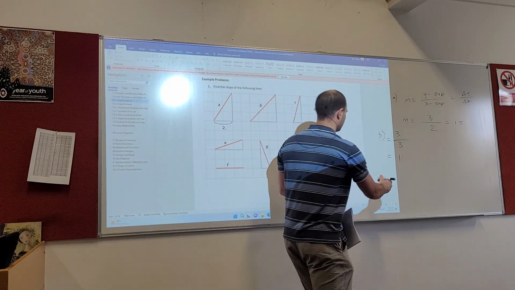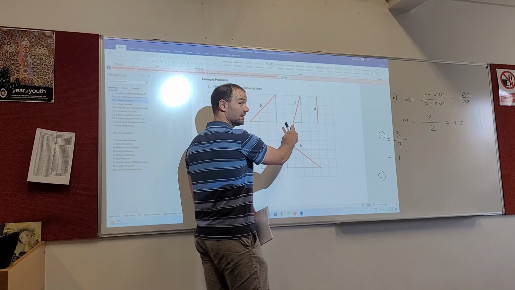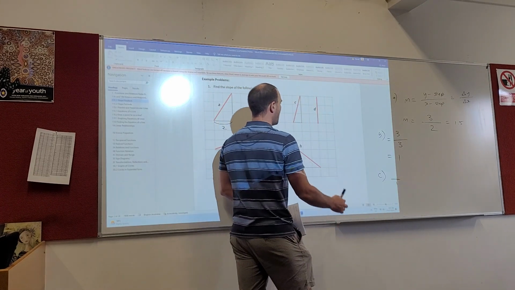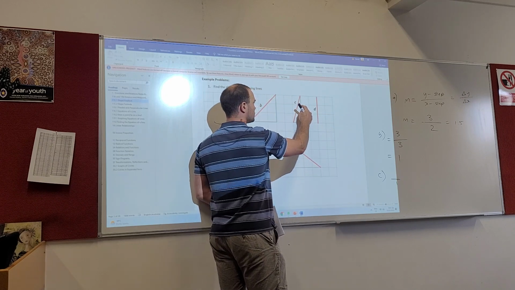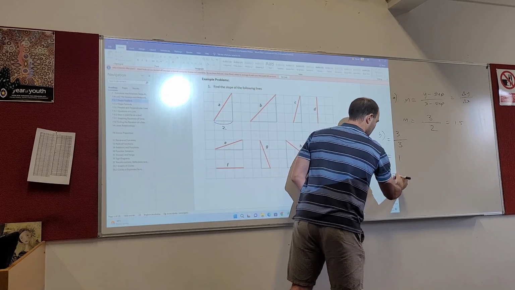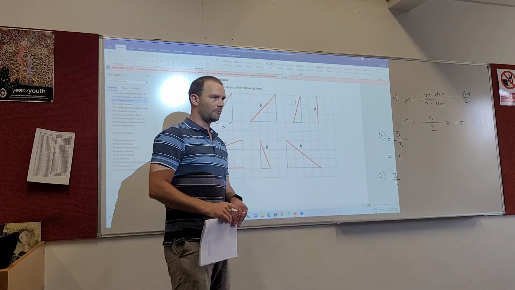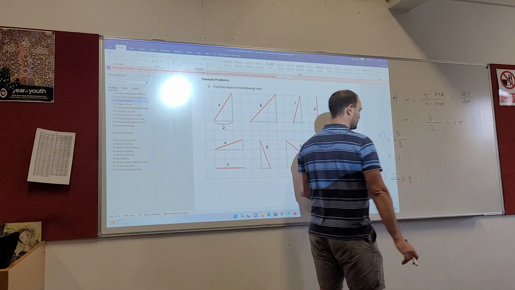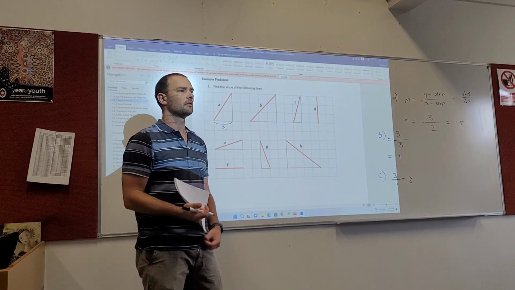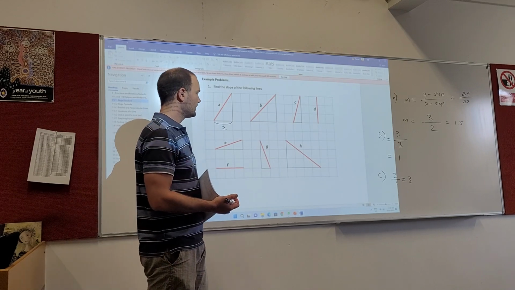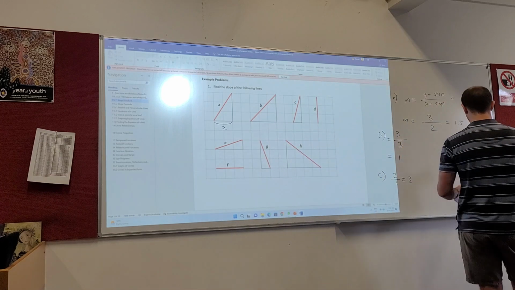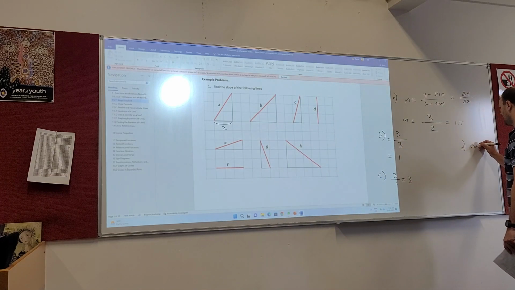Alright, let's look at C. We can see in C, the change in x is 1. Alright, so at the bottom we've got 1, and the change in y is 1, 2, 3. Alright, so our slope is 3 on top of 1. 3 on top of 1, that's just 3. Okay, 3 divided by 1 is 3. So that's ABC. D is a vertical line. A vertical line has a slope that is undefined. Okay? That's a definition we're given up the top.